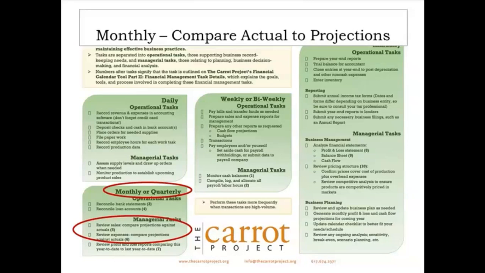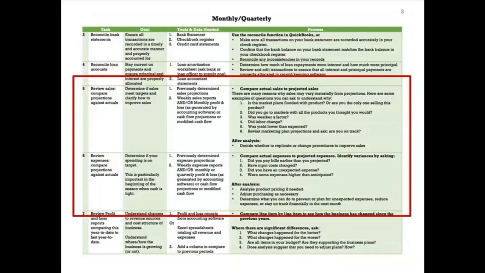And you can see next to these two tasks the number 5 and 6, and those will correspond to the more detailed listing of tasks. Here we have 5 and 6. We have the task review sales, compare projections against actuals. And the goal of these two tasks is to make sure that your business is on target.